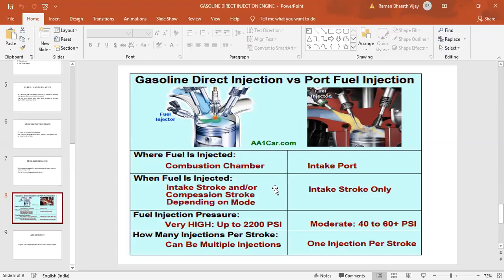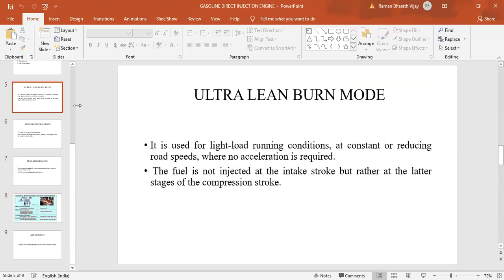That is the first two differences. The third difference is fuel injection pressure. It is about 2200 in one case, whereas here it is 40 to 60. How many injections? It can be one injection per stroke in port fuel injection, whereas in GDI, per stroke there can be multiple injections of fuel. So this is the difference between gasoline direct injection and port fuel injection.